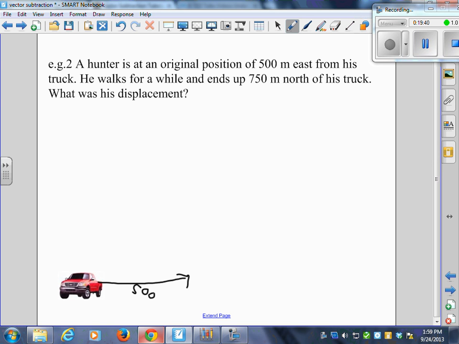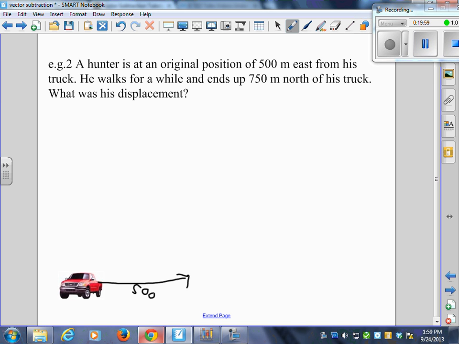Now, did he walk along that black line from the truck to the end of that arrow? No. We don't know. He might have. He might have teleported. He might have skipped. Aliens may have abducted him and dropped him there.